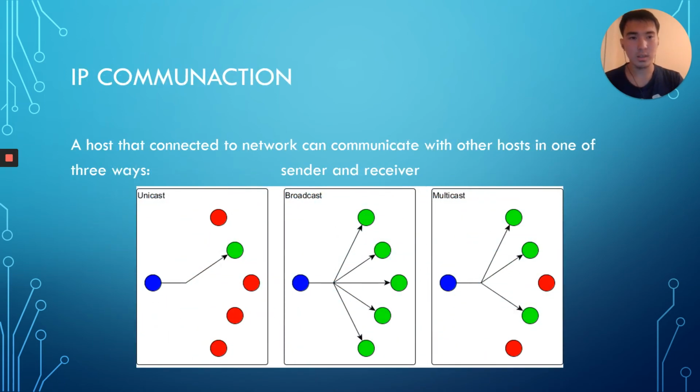So let's see communication on the internet by this IPv4 standard. A host connected to a network can communicate with other hosts in one of these three ways. Unicast: one sender to one receiver. Broadcast: one sender and all elements connected to it are receivers. Multicast: more than one receiver, but not all of the users. So this is how you communicate with other devices.